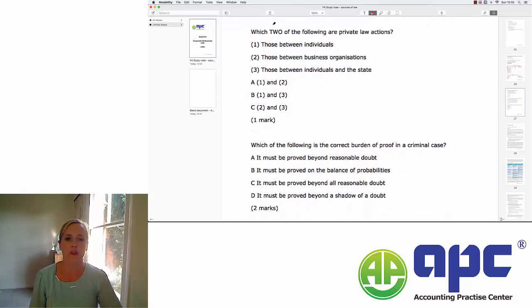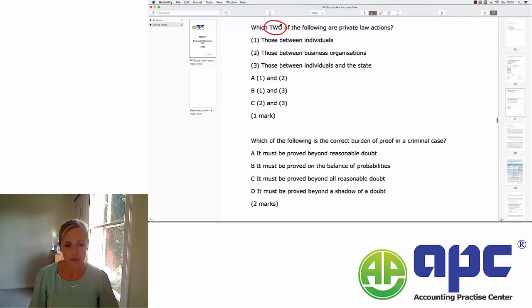Which two of the following, remember to read the question properly, are private law actions? Are they those between individuals, those between business organisations, or those between individuals and the state? So you have to choose two. And the options are, is it A, 1 and 2, so individuals and business organisations? Is it B, 1 and 3, individuals and individuals and the state? Or is it C, 2 and 3, business organisations and individuals and the state?